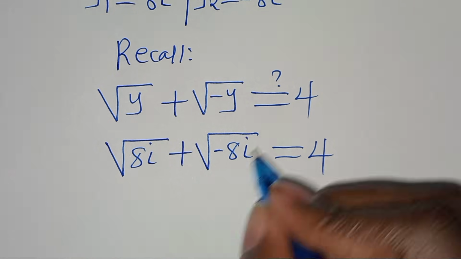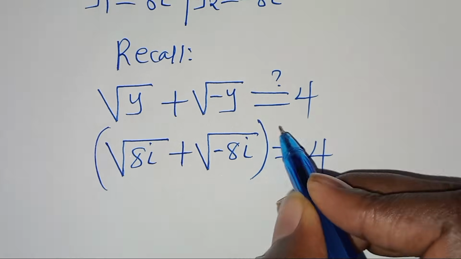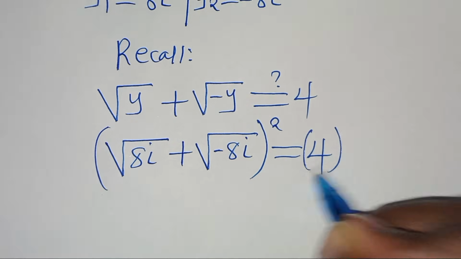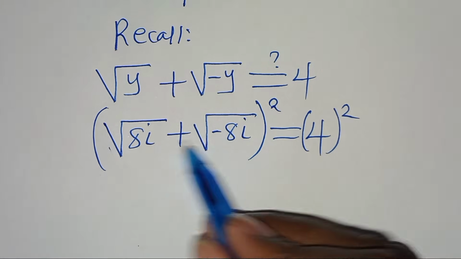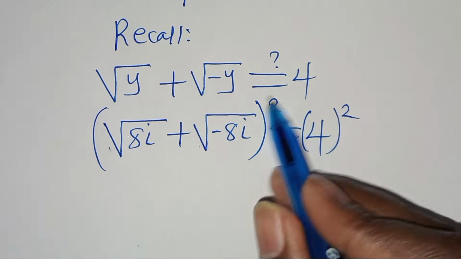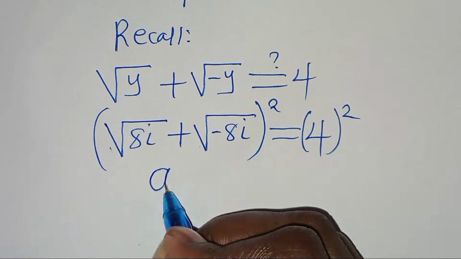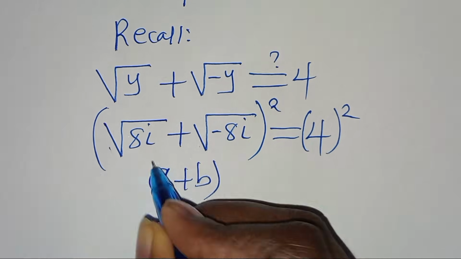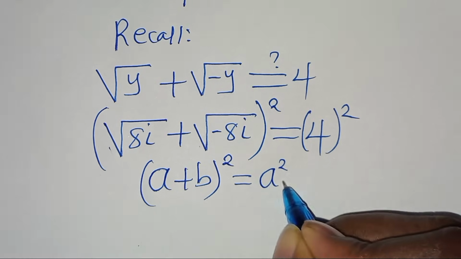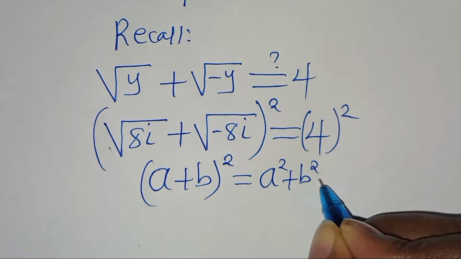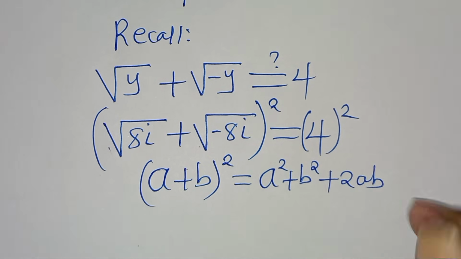Now the first step to do here is to square on both sides, so that now the square root of 8i plus the square root of minus 8i to the power of 2. This is in the form of (a plus b) to the power of 2, which we can express as a squared plus b squared plus 2ab.